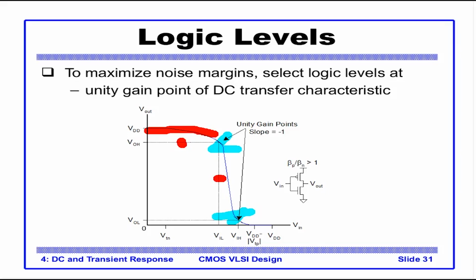Obviously, O is high because this is closer to VDD, and I is low because the input is closer to this. So for this input range, this is the VIL. Similarly, we have a similar slope here. This is VOL and VIH. So at these two slope points, if we design the inverter with these logic levels at the unity gain points, it will have the maximum noise margin possible.